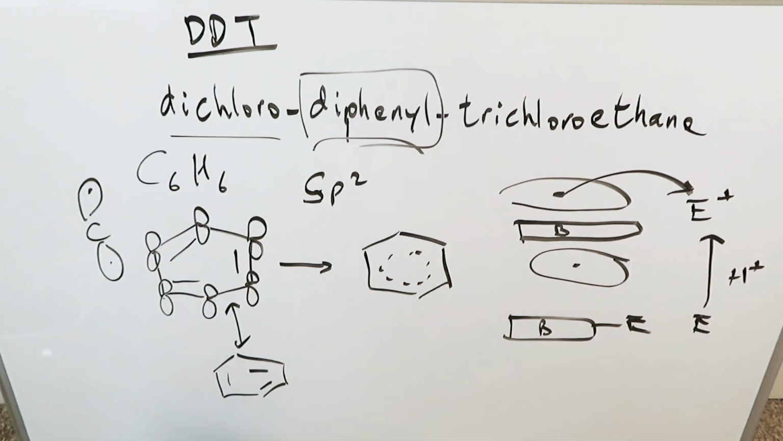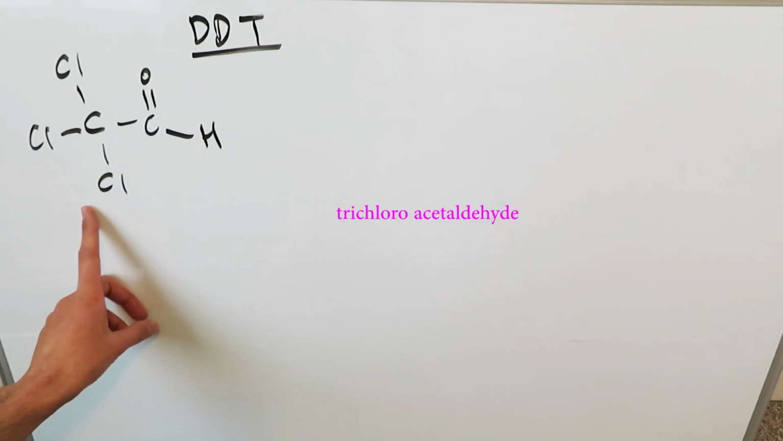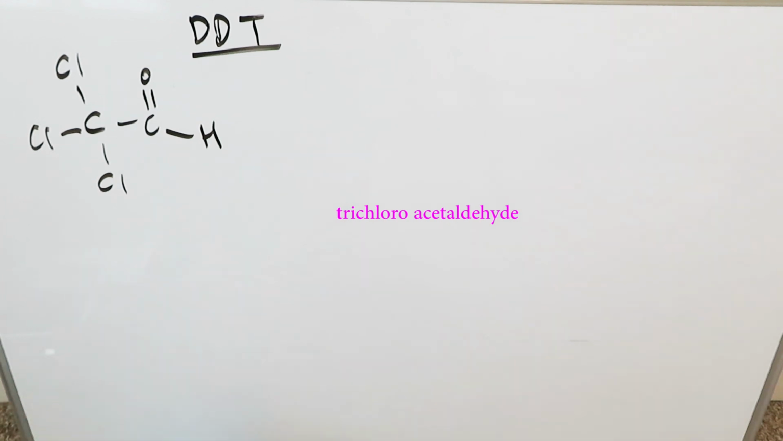Considering all of this, let's look at the synthesis. We will look at the synthesis in stages. I'm looking here at trichloroacetaldehyde because it is an aldehyde. You have a carbonyl with hydrogen, trichloroacetaldehyde.